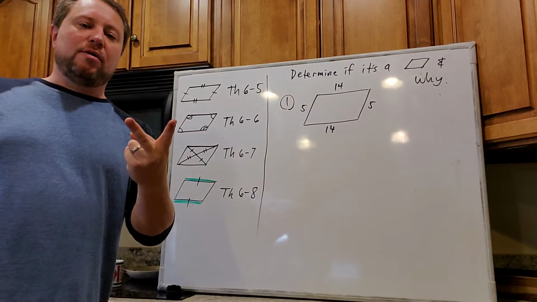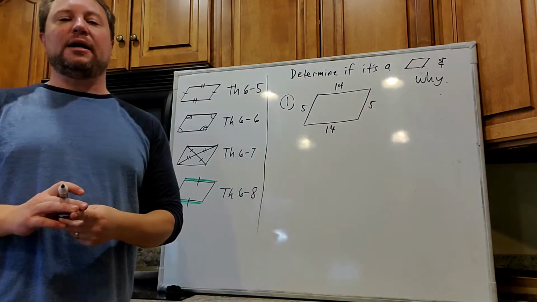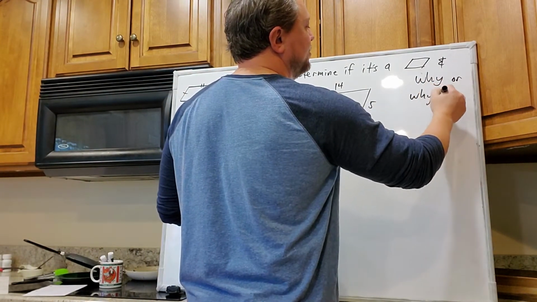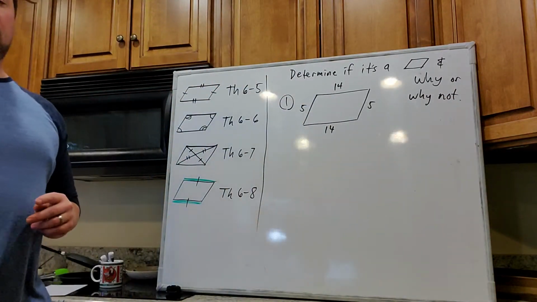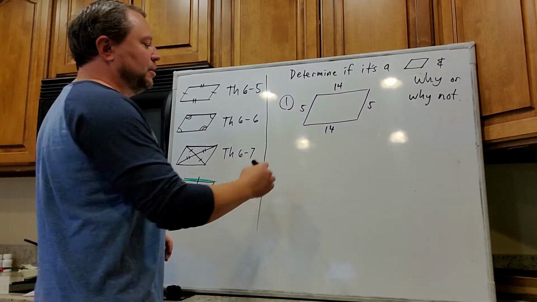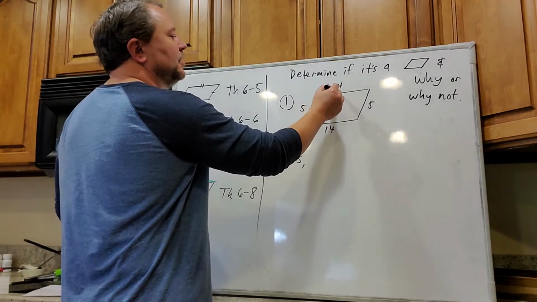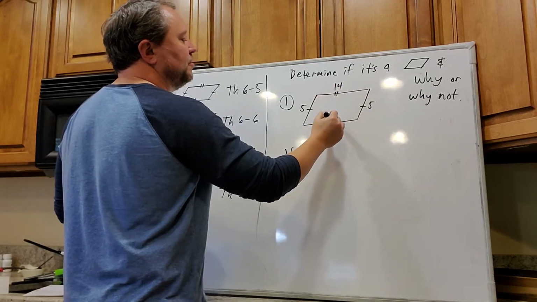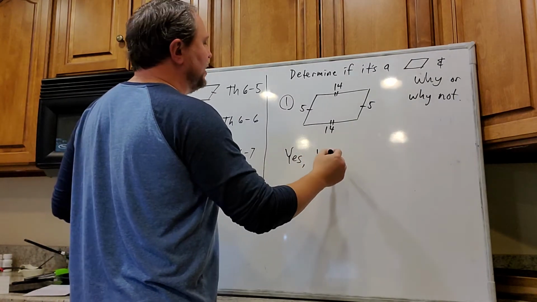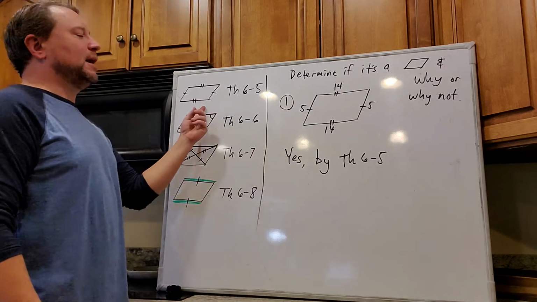Okay, so it's a 2-part question, really. We've got to determine yes or no whether it's a parallelogram, but we also have to be able to justify why. In fact, on these, you should be able to tell me why or why not. Okay, in this case, you may have noticed by now that our answer here is yes, it is a parallelogram. And I can justify it because I see the 5 matches the 5, the 14 matches the 14. Just like here, I've got opposite sides congruent. So we could say yes by theorem 6.5, or if you'd like to write it out, you could simply say yes because the opposite sides are congruent.